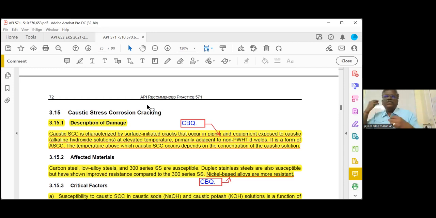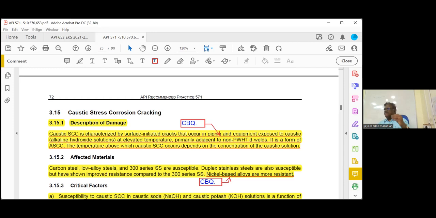Now, what is meant by stress corrosion cracking? Stress corrosion cracking or environmental cracking, both are the same. Point number 1: stress corrosion cracking is not only caustic. We have many environmental cracking types, but for our 653 only 2, caustic and chloride. We have caustic, amine, many environmental crackings. All environmental cracking is called stress corrosion cracking.